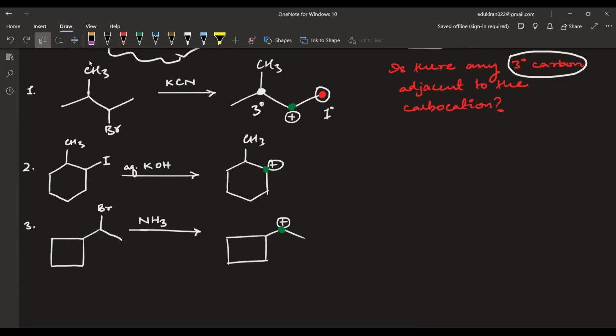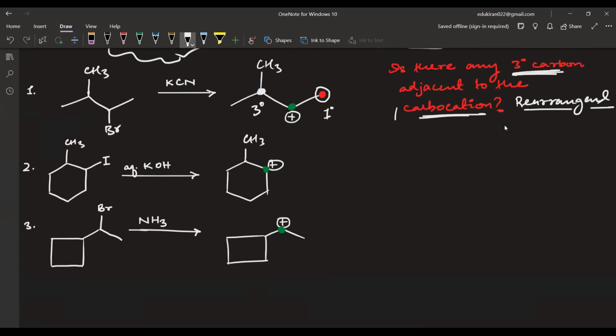Now, whenever you have any carbon atom adjacent to the carbocation, and there is a 3 degree carbon atom adjacent to the carbocation, then there will always be rearrangement. And whenever you have 3 degree, two things can happen. Either hydride shift will happen, or if there is a ring, then what will happen?